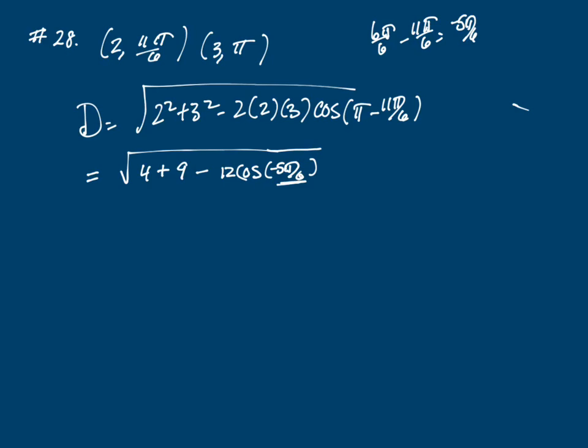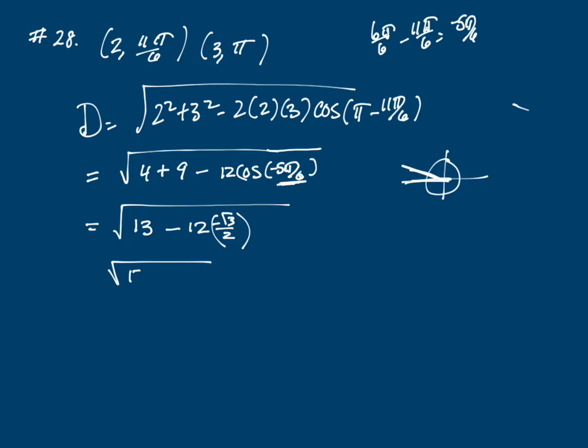Now remember, cosine with a negative doesn't bring out a negative. So this would be 13 and still minus 12, and then cosine of 5 pi over 6. This would be 6 pi over 6. So 5 pi over 6 would be over here. Cosine, it would be negative square root of 3 over 2. So this becomes square root of 13 plus 6 square root of 3. So that's the answer for number 28.